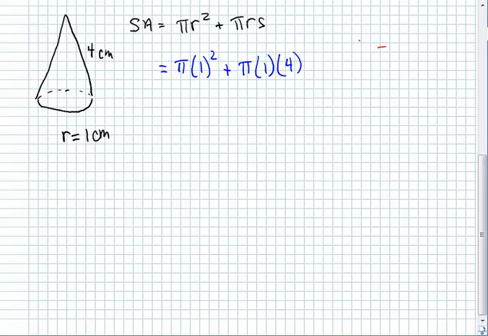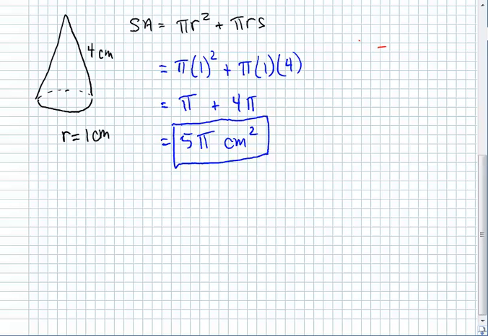So it's pi times r squared. r is just 1, so that's 1 times pi, which is simply pi. Then plus pi times 1 times 4, which is 4 pi. I can combine these: if you treat pi like an x, x plus 4x gives 5x. In this case, it's 5 pi. That's your surface area, 5 pi centimeters squared. You could work it out as a decimal and get roughly 15 or 16, but this is an exact number. There's no rounding, so we like that better. You'll see that a lot, so I'm trying to get you used to it.